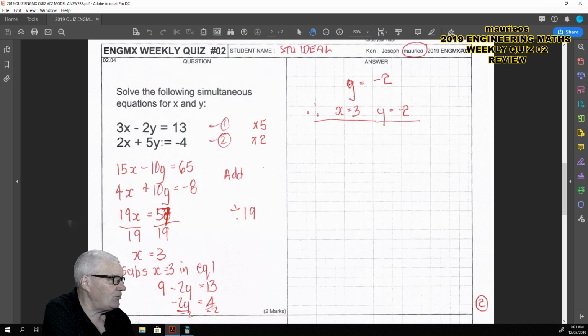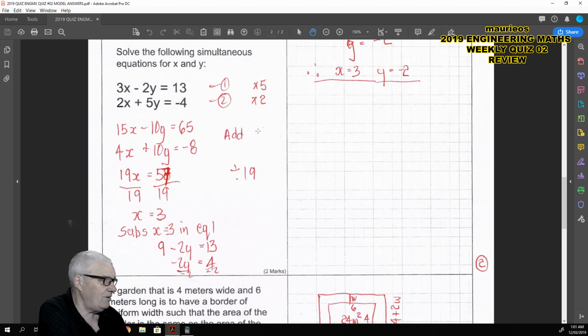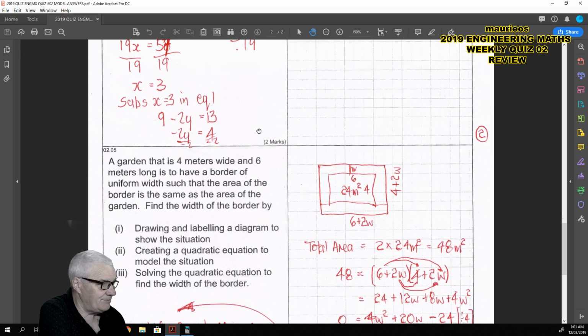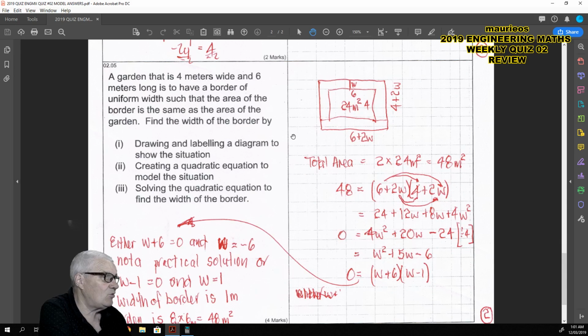Plus 5 times negative 2 is negative 10, equals negative 4. True. 3 times 3 is 9, minus 2 times negative 2 is 4. 9 and 4 is 13. True. Must be right. Spot on. Awesome. X equals 3, y equals 2. Take all the marks. Now, this next one.